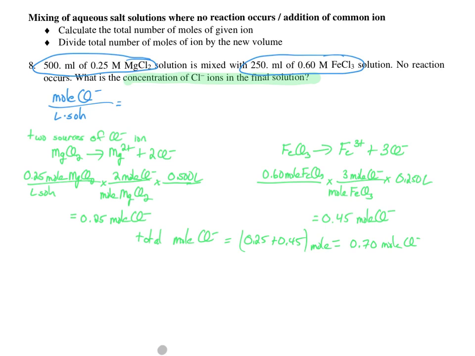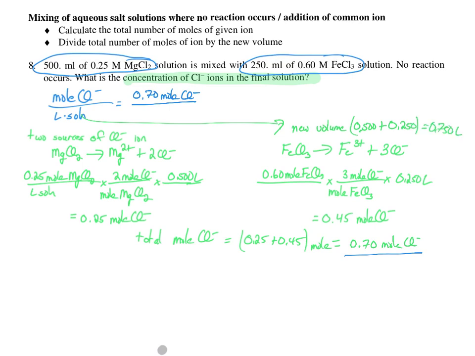So we've added together our moles of chloride ion from each source, and we can put it up here. 0.70 moles of chloride ion. And as far as liters of solution, this needs to be the new volume of solution, which is 500 milliliters or 0.500 liters plus 250 milliliters, which is 0.250 liters, and 0.750 liters.